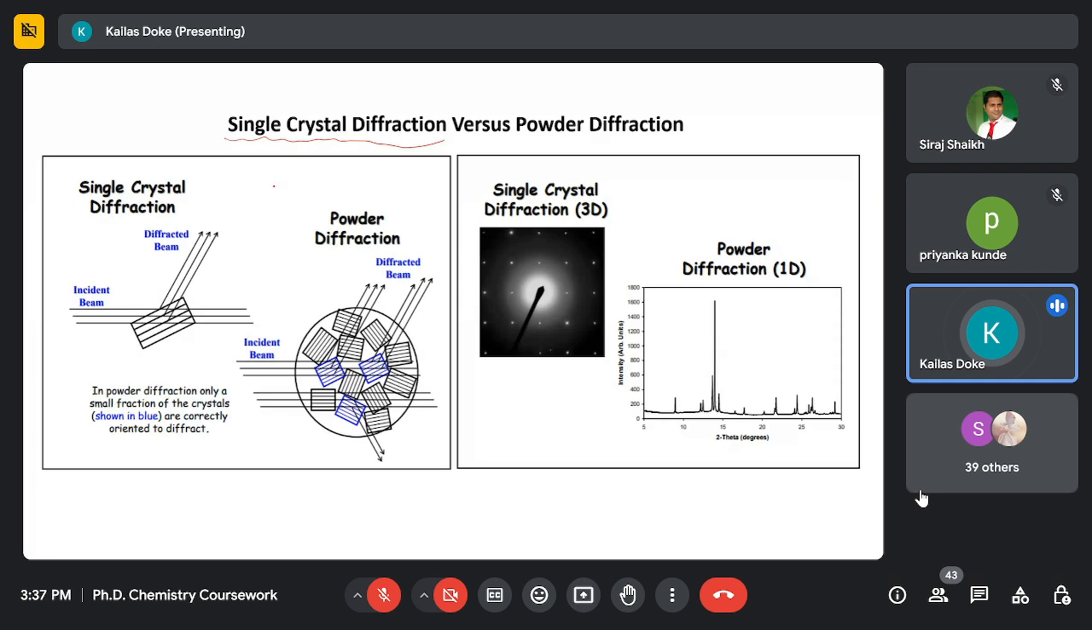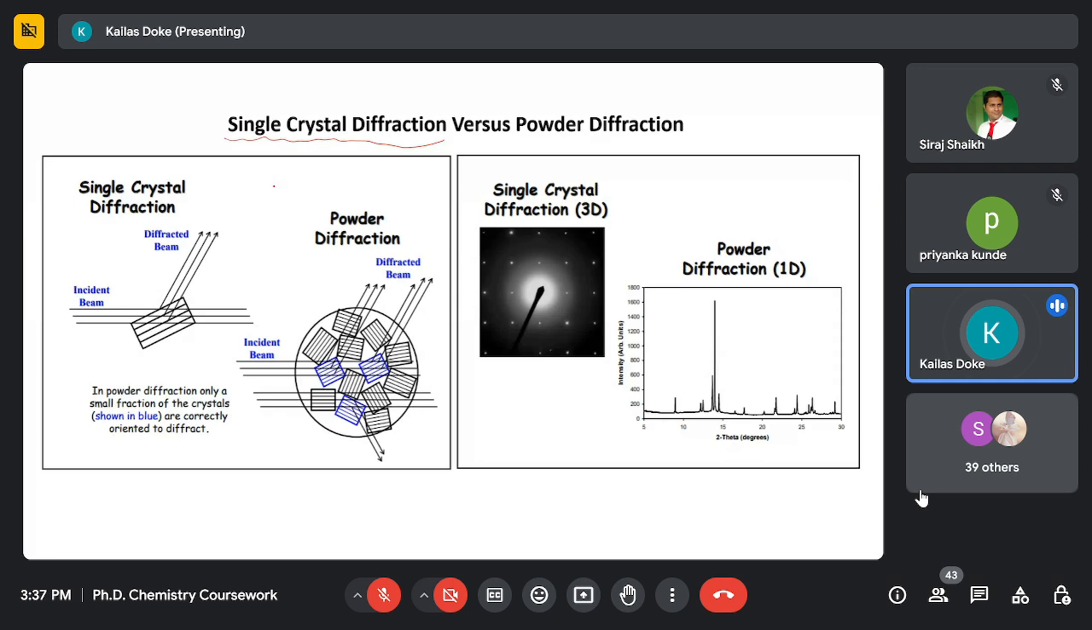And what is powder diffraction? It is not necessary that we have a single crystal, but the sample should be in crystalline form. Although it is not a big single crystal, it is in microscopic powder form.